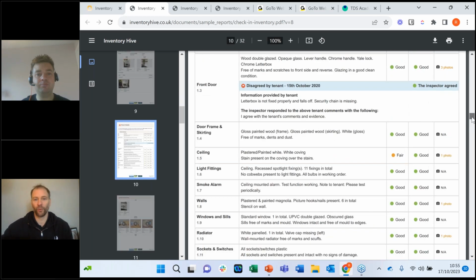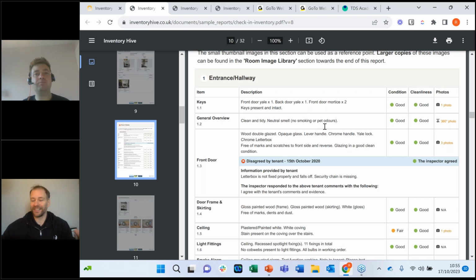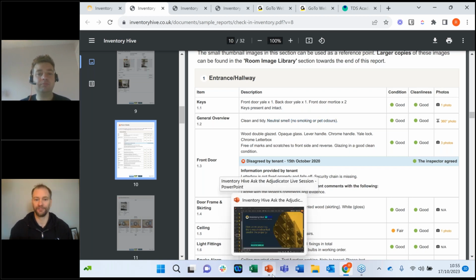This is why having software available can really pay dividends, because it's giving you that structure so that nothing is missed. Smells do often crop up. Carpets need to be cleaned, curtains need to be cleaned to try and eliminate that smell. So do try and capture that at the start and the end of the tenancy.